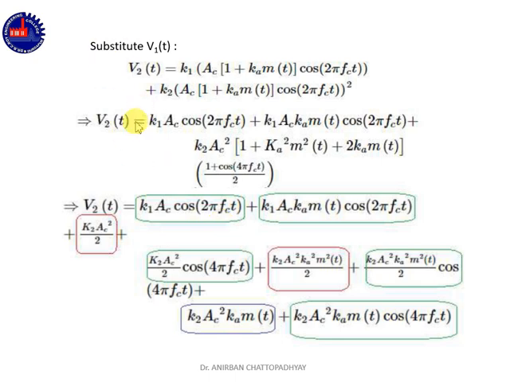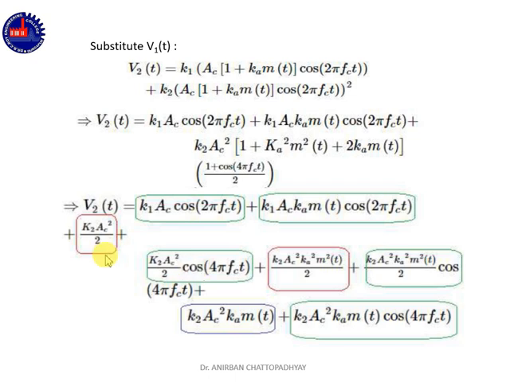So this is the mathematical derivation. This is very simple, just go through it. Now V2(t) will be k1 into V1, where V1 is my AM signal, Ac[1 + ka m(t)] cos 2πfct, plus k2 into the same AM signal squared. If we expand and simplify it, we will get this many different frequency terms. We have marked them here: these are the green terms, some are the red terms, and one is the blue term.